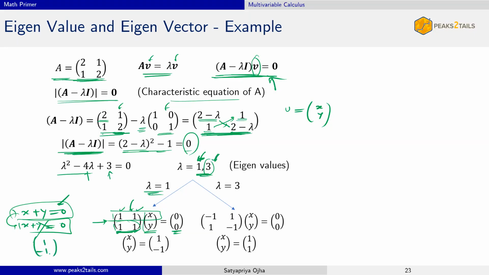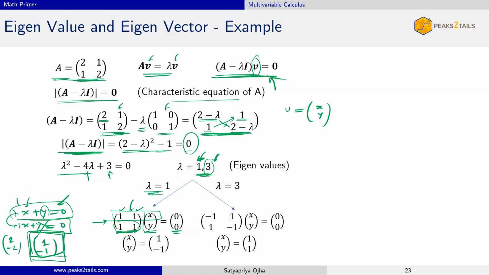x plus y must be 0. You can take 2, minus 2 also, doesn't matter. The convention is when you report eigenvectors, one of them should be 1, right? You can just make one of them 1, the other one comes out as minus 1. That's your eigenvector. Please remember, direction is important.